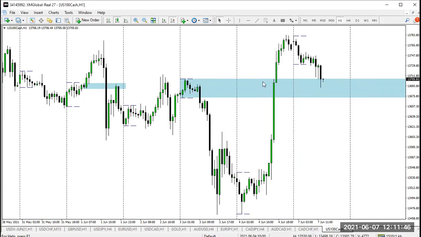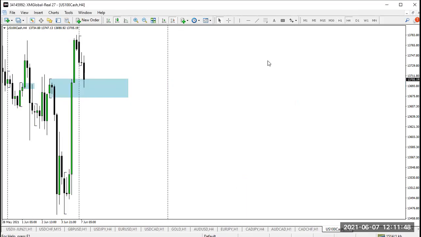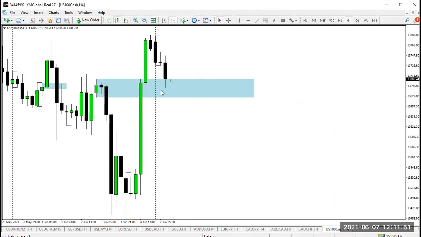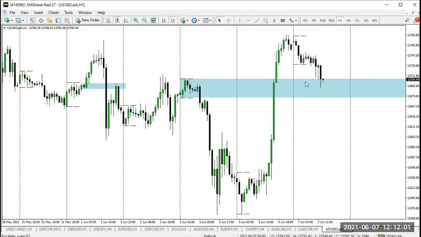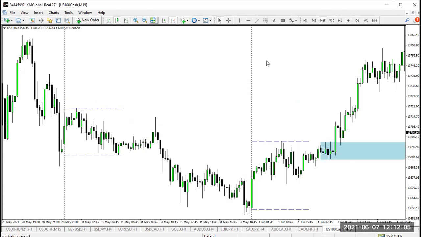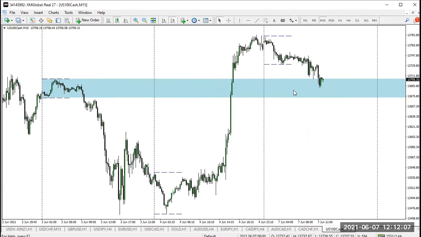Now we have this breaker here. It's actually a 4-hour breaker. Like last week, price broke structure. This is now the new breaker. Price is right here. This is where they are. But anyway, for me, I don't trade Nasdaq. Currently, they're here.